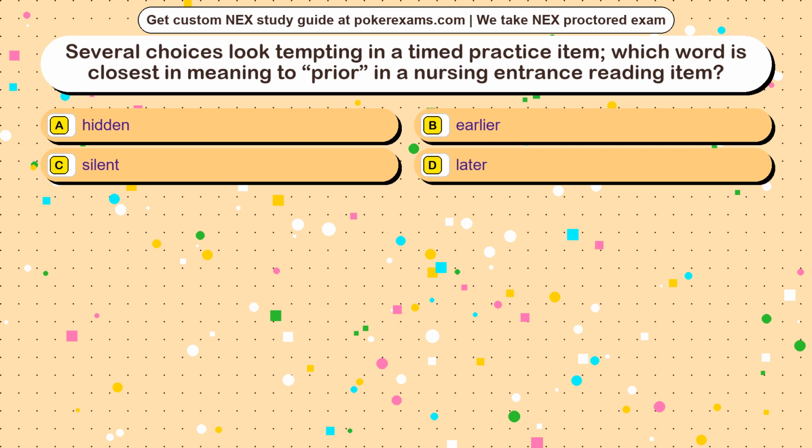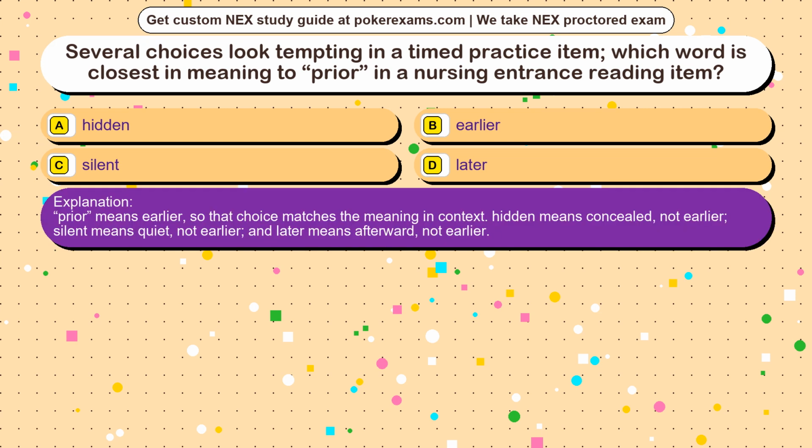The correct answer is option. Prior means earlier, so that choice matches the meaning in context. Hidden means concealed, not earlier. Silent means quiet, not earlier. And later means afterward, not earlier.